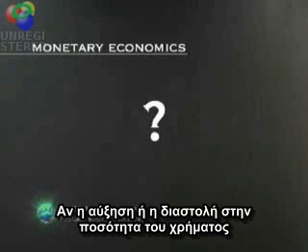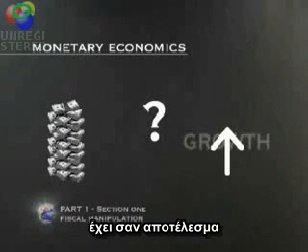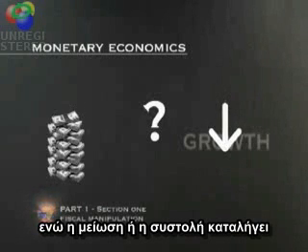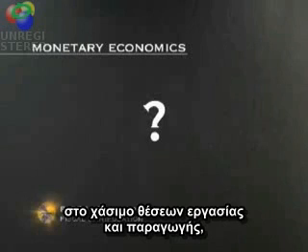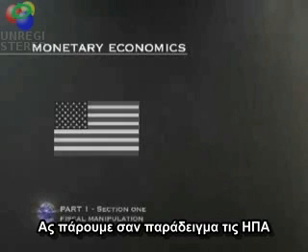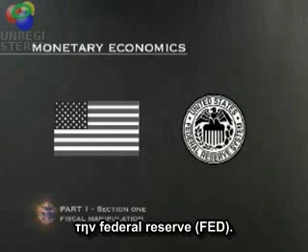If the increase or expansion in the supply of money can result in the creation of jobs and production, while the decrease or contraction results in the loss of jobs and production, what exactly was gained and lost? What was the point? Let's now consider how money is created and regulated by the government and its central bank. For this example, we will use the United States and its central bank, the Federal Reserve.